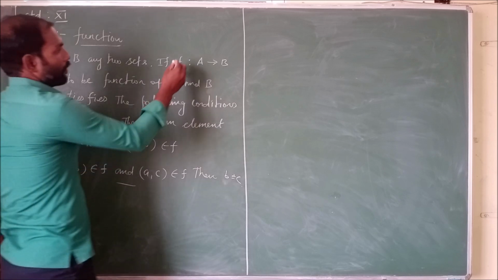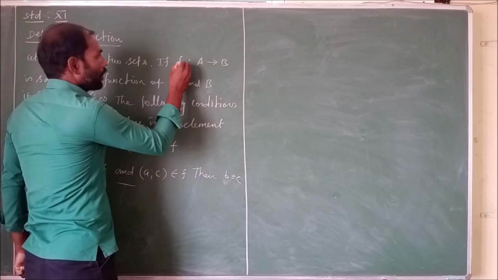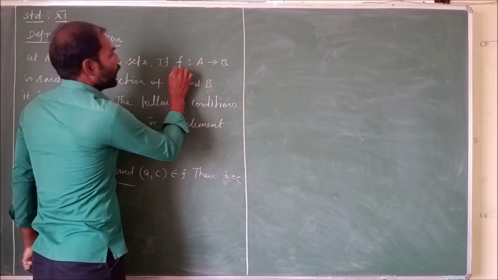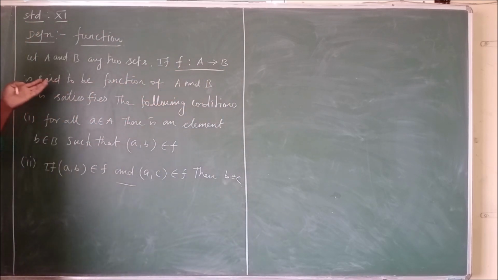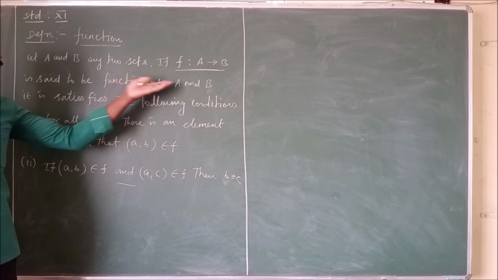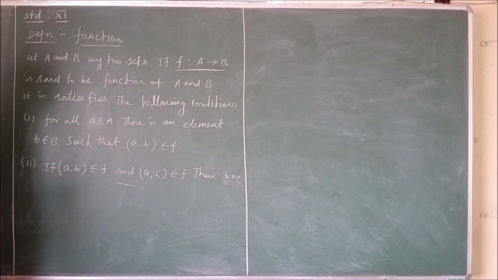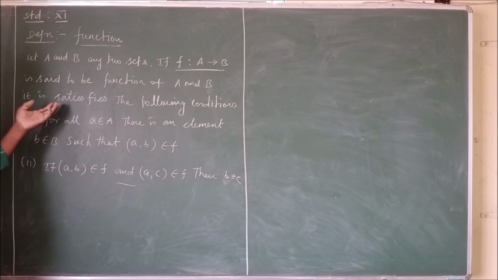A function, denoted by f, from A to B, is said to be a function of A and B if it satisfies the following conditions. There are two conditions.